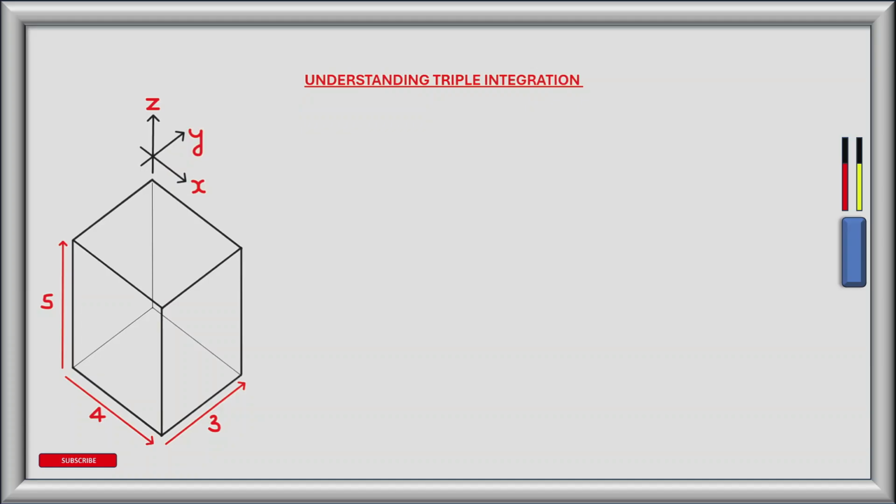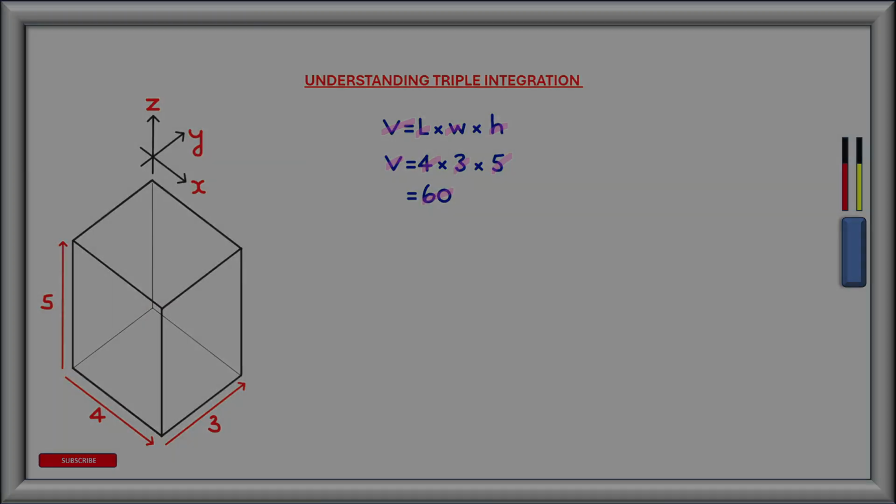So let's start with our regular shape, where we have a length along the x-axis of 4, a width along the y-axis of 3, and a height along the z-axis of 5. We all know that the volume is given by the length multiplied by the width multiplied by the height. So in this case, the volume is 4 multiplied by 3 multiplied by 5, which is 60.